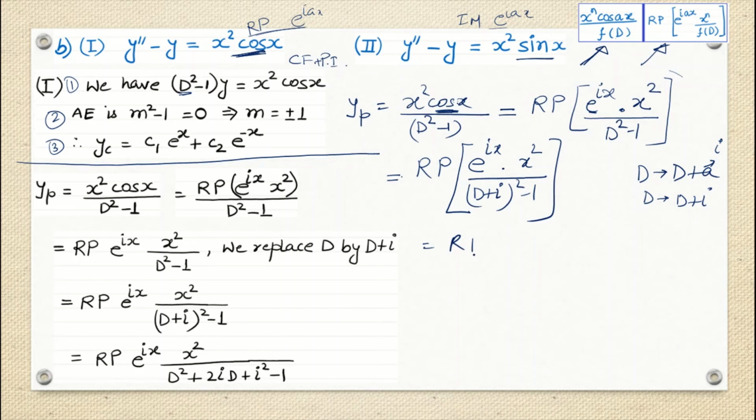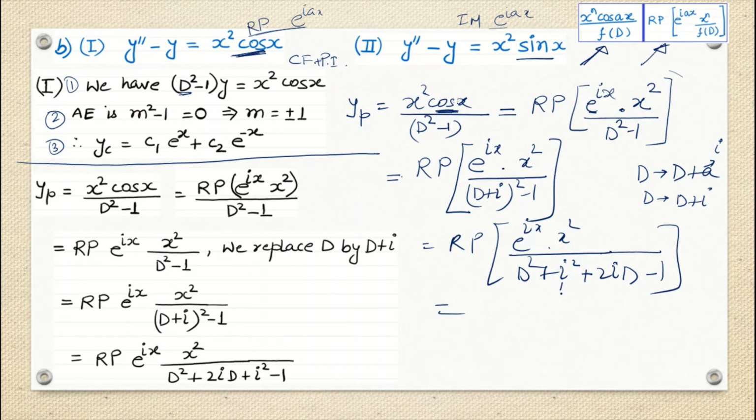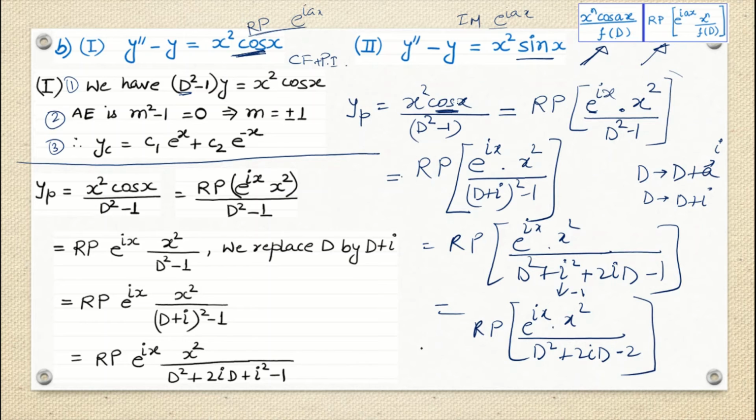What does it mean? The numerator I am writing as it is, and the denominator is a square plus b square plus 2ab, and then minus 1 is there. We know that iota square is minus 1. That means this is the real part of e raised to ix, and then x square, and then D square plus 2iD, and then minus 1 minus 1, minus 2.